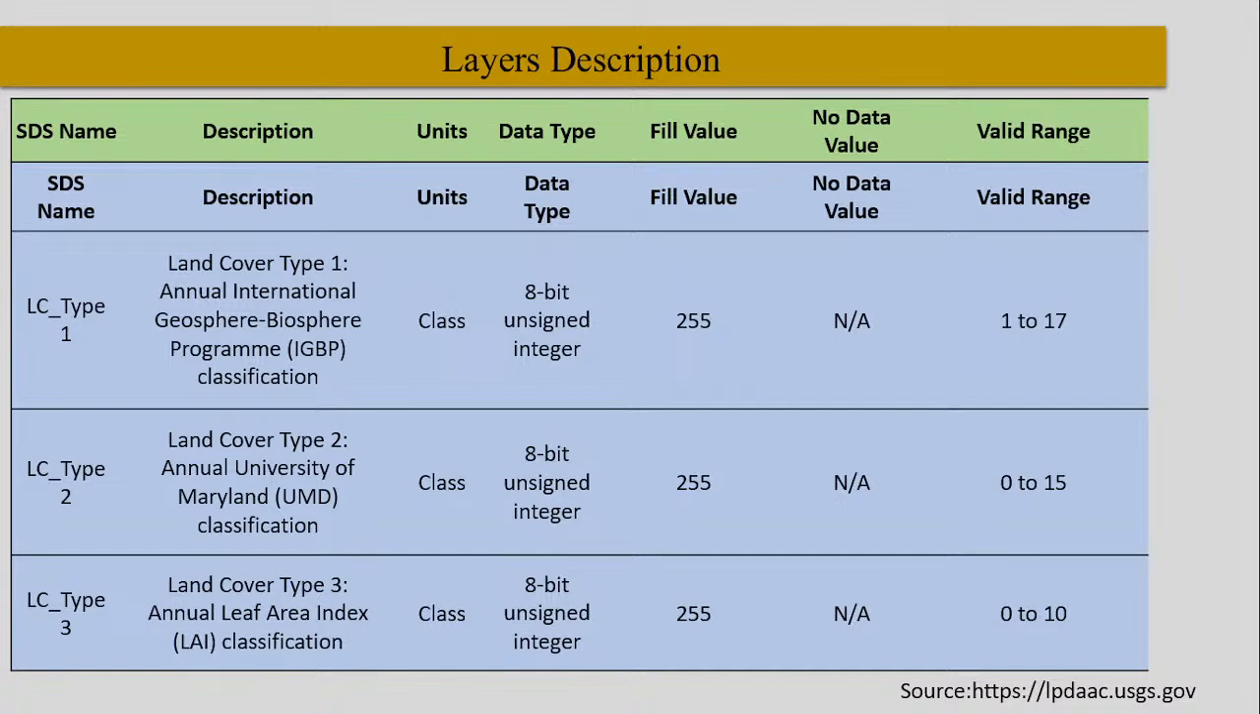There are also other layers, LC Type 2 and LC Type 3, but in this video we are using LC Type 1, which contains 1 to 17 classes, that is land cover type 1, the IGBP classification.